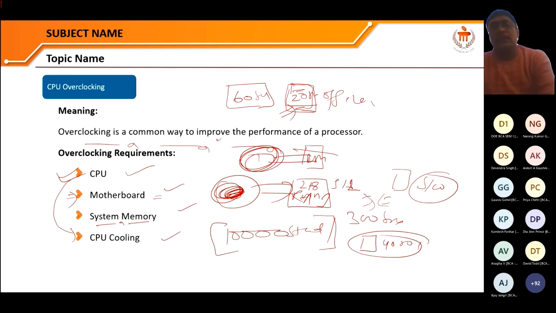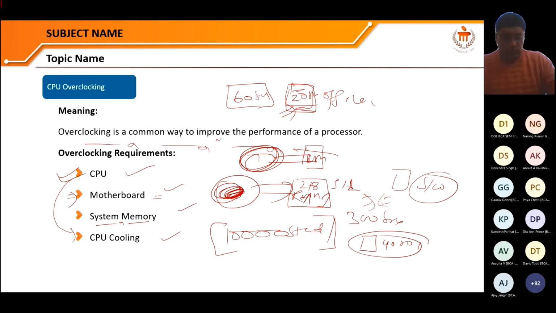So we are using the swapping mechanism here. So system memory, motherboard and CPU are also responsible for the overclocking requirement. What is overclocking? We are using the facility to get more performance.